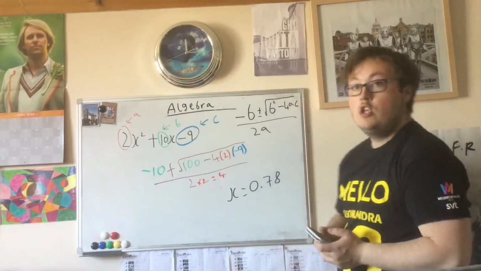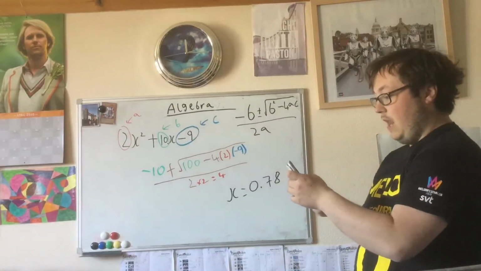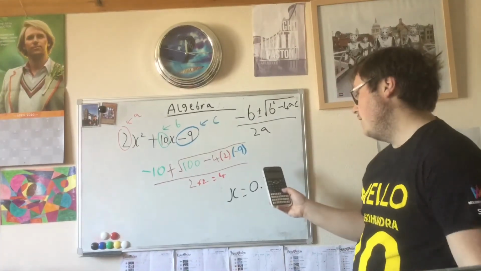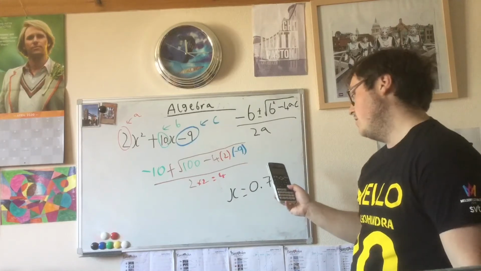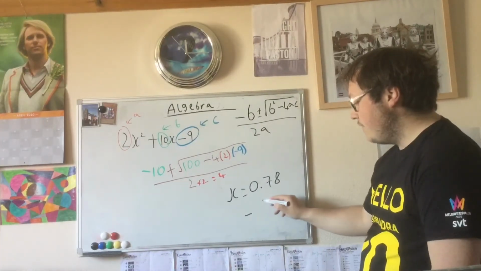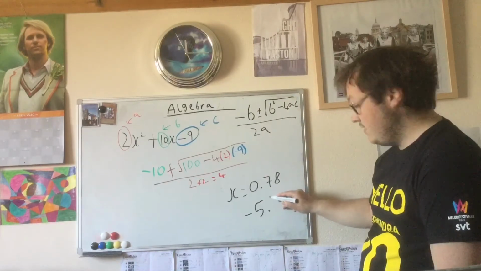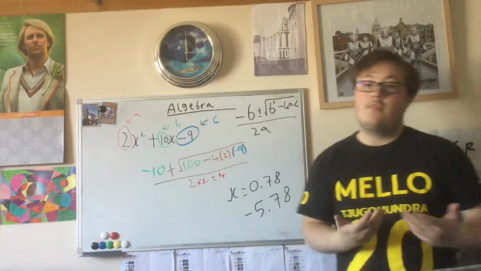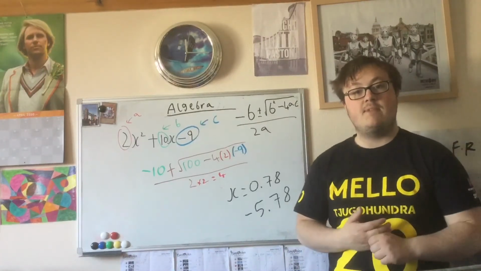Now, you need to get the other value, so instead of the plus at the top, you change that into a minus. And you'll get minus 5 minus root 43 all over 2. You press your S and D again, and you'll get for the other value negative 5.78. That's how you do it. It's pretty easy when you think about it.